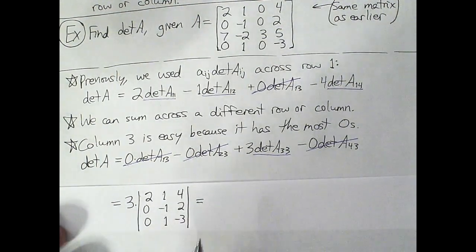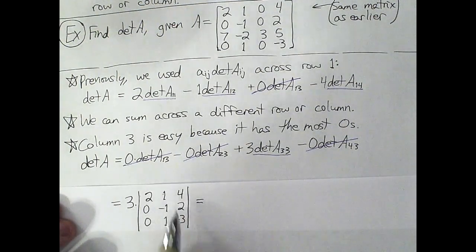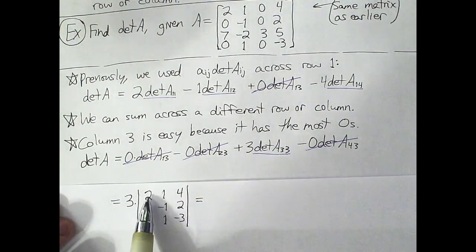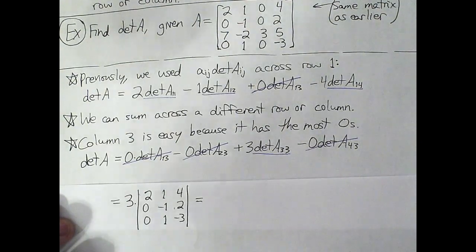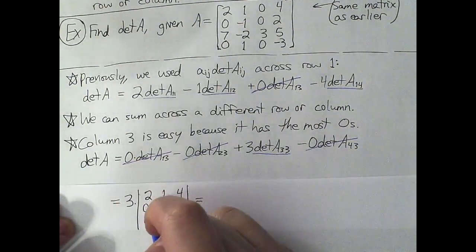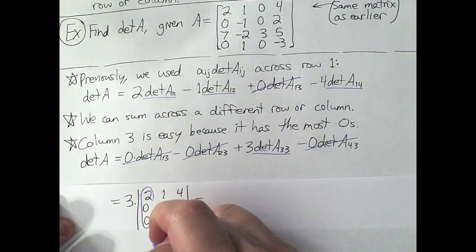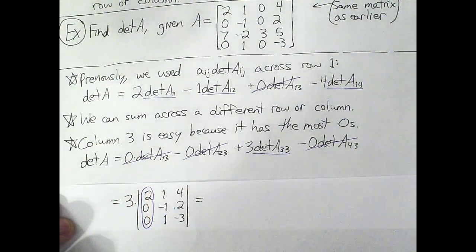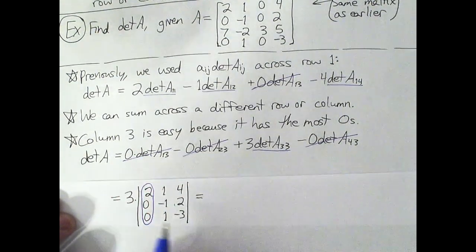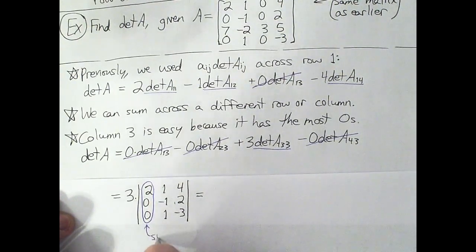So we have to figure out this determinant, right? 3 times this determinant. Are you thinking about, like, 2 times a submatrix, 1 times a submatrix, 4 times a submatrix? No, don't do that. Let's use this column. This one has the most zeros. This is going to be the most convenient. So let's sum across column 1 for this problem.